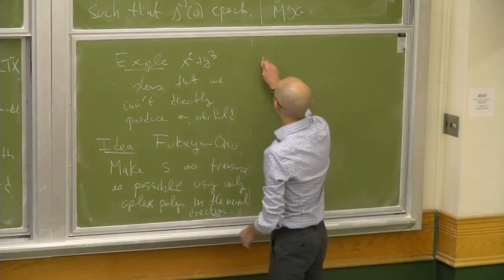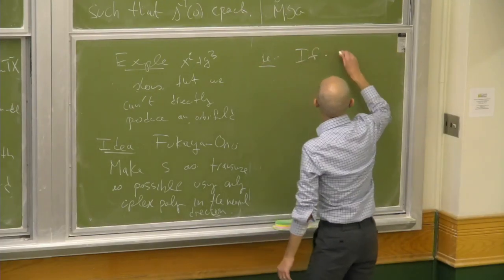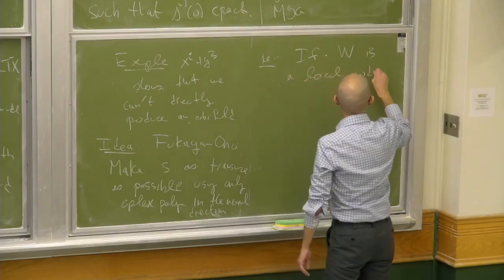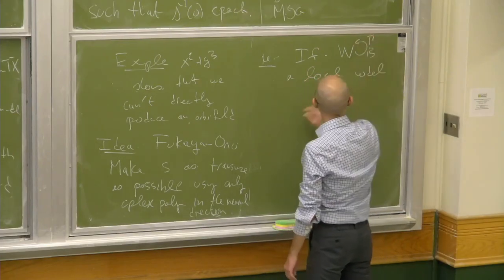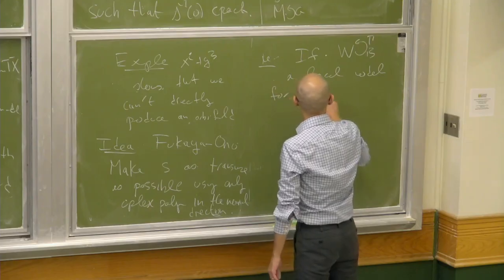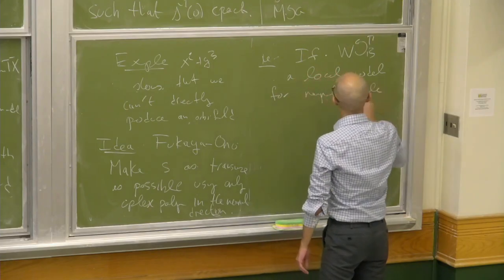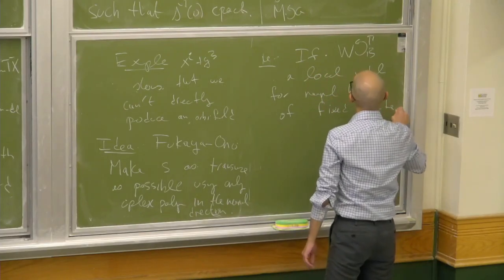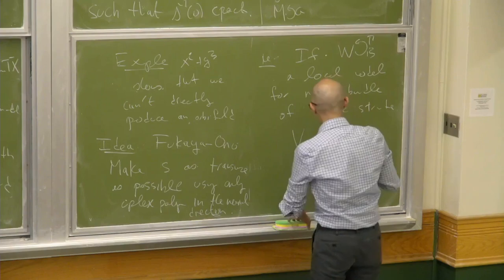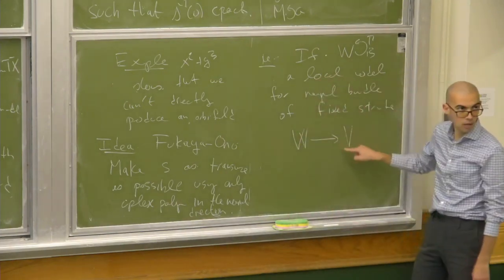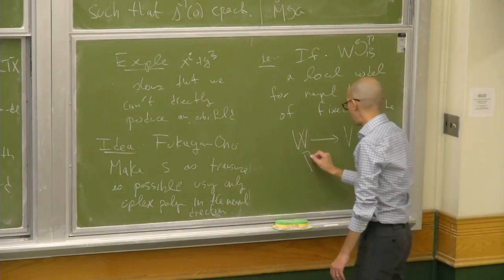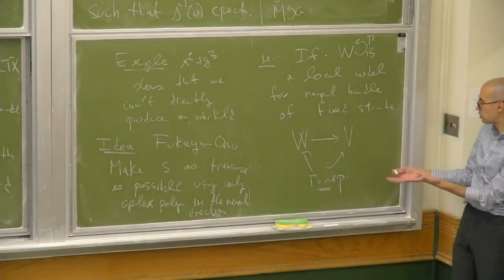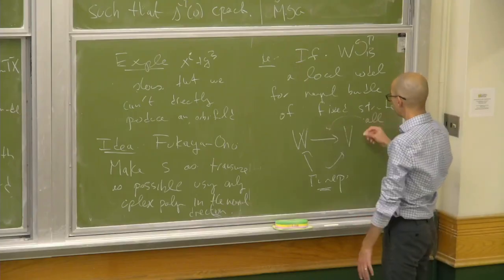So, if W is a local model for the normal bundle, a representation for the normal bundle of some fixed point stratum, we're looking at maps from W to V, and this is some model for the normal bundle. These are both gamma representations. And what I want to do is look at all, let's say, holomorphic or algebraic maps.